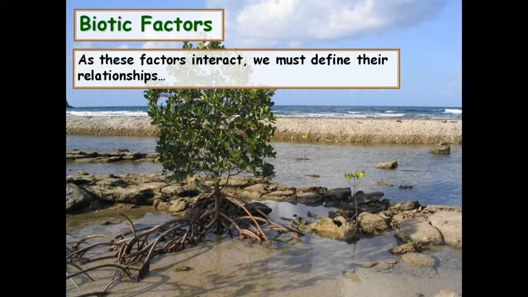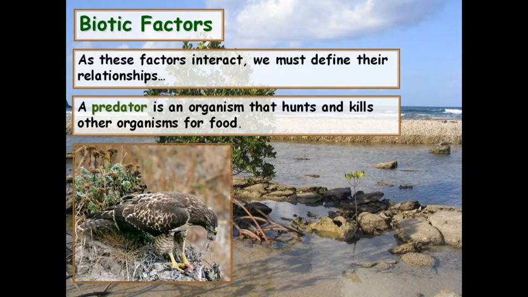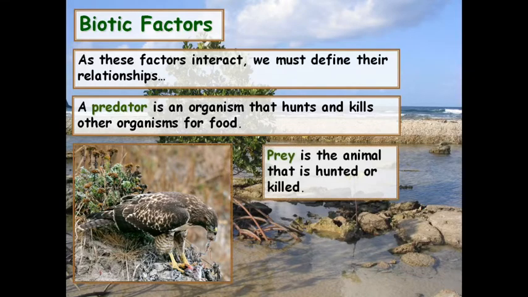As these interact, we need to find their relationships because they are dependent on each other. A predator hunts and kills. It finds its food somewhere else. Prey, that's the victim in this whole thing. They're not liking the end outcome. So prey is the animal that is hunted, it is killed, it's gone.